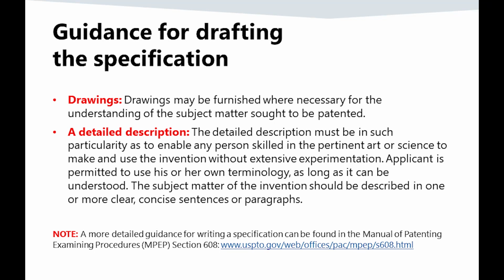legible and understandable. The detailed description must be written in such particularity so as to enable any person skilled in the pertinent art or science to make and use the invention without extensive experimentation. The subject matter of the invention should be described in one or more clear, concise sentences or paragraphs, and should refer to the elements, components provided in the drawings. The inventor is provided wide latitude in drafting their detailed description. However, the inventor is encouraged to provide details and the various embodiments of the invention.